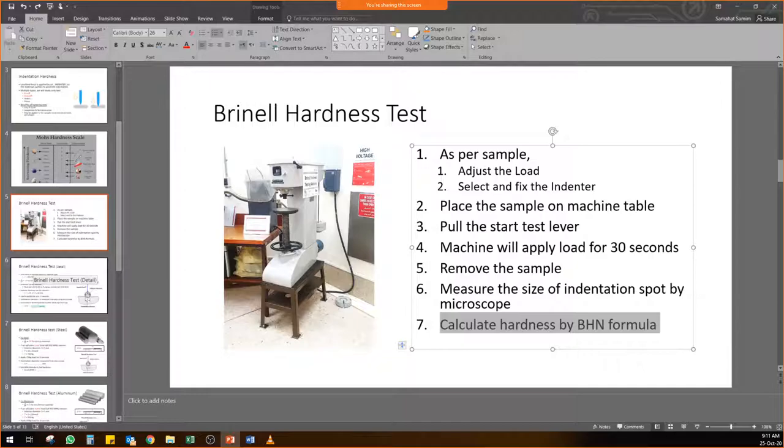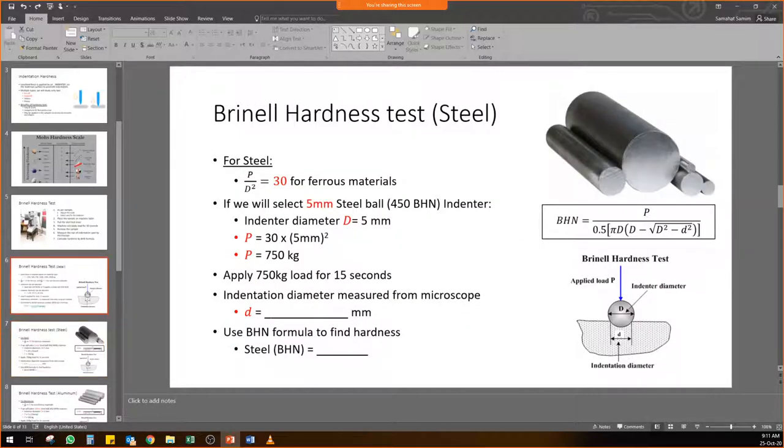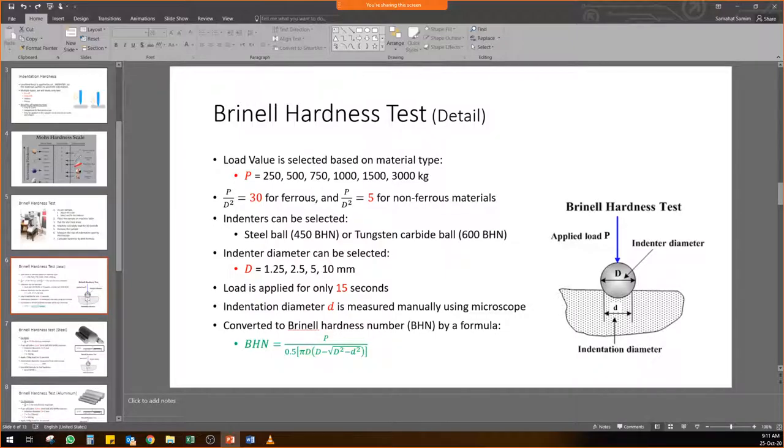Okay, these are the general steps of Brinell hardness test. Before we go to make the steel test, let me give you more detail. The load value can be selected based on material type. It can be 250, 500, 700, 1000, 1500, 3000 kilograms, because if it is hard material, it needs more load.